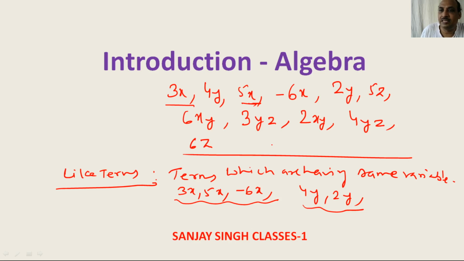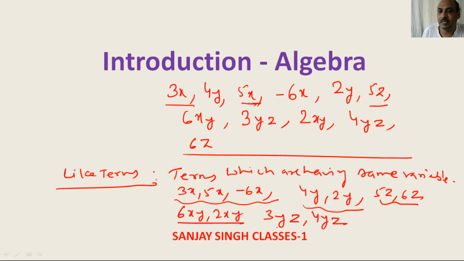Then coming to z, here 5z is there, 6z is there. These two are like terms. Similarly, 6xy, 2xy are like terms. 3yz, 4yz are like terms. Because they have the same variables, terms having the same variables are called like terms.